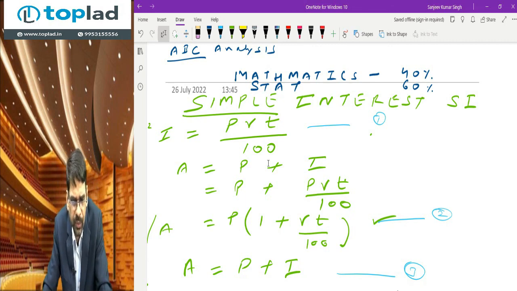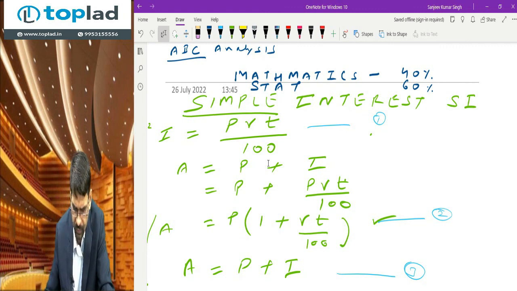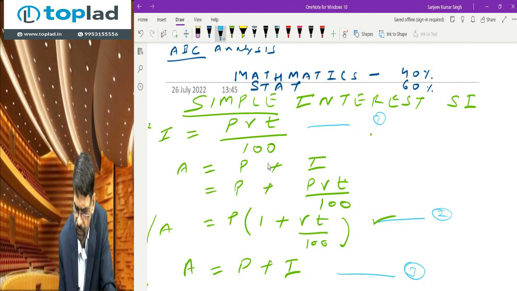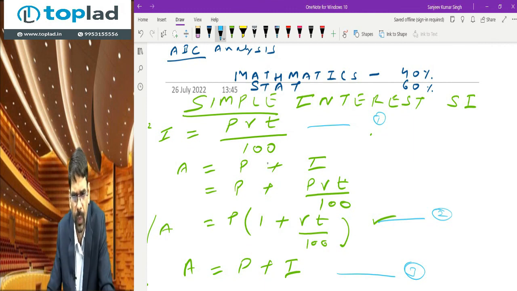In the simple interest chapter, you have to remember 3 formulas. I is equal to PRT divided by 100. A is equal to P bracket 1 plus RT divided by 100 bracket close. A is equal to principal plus interest, in formula manner.